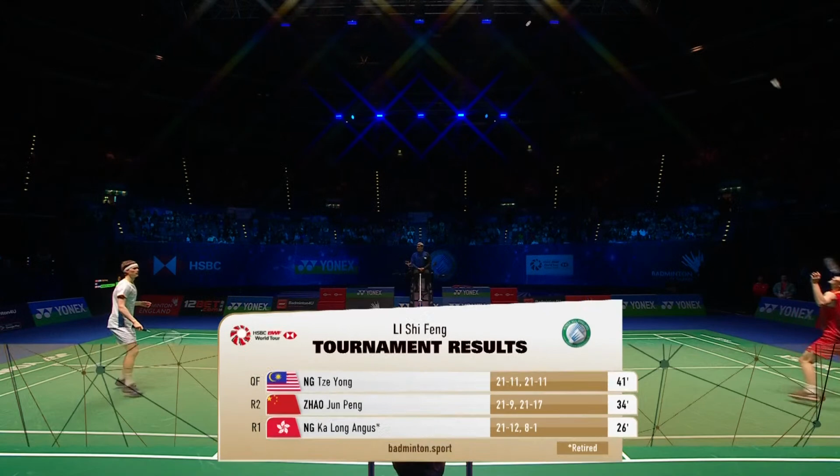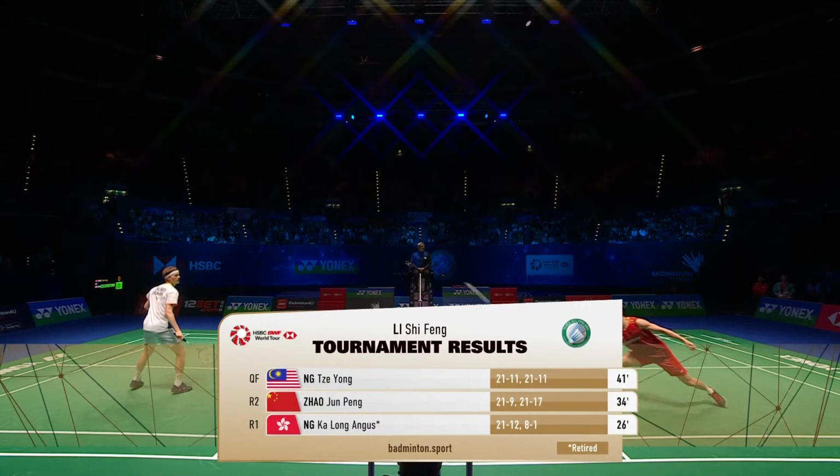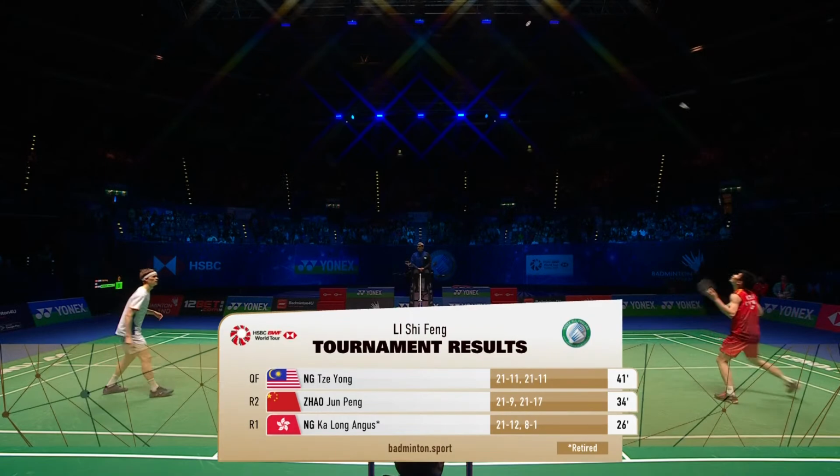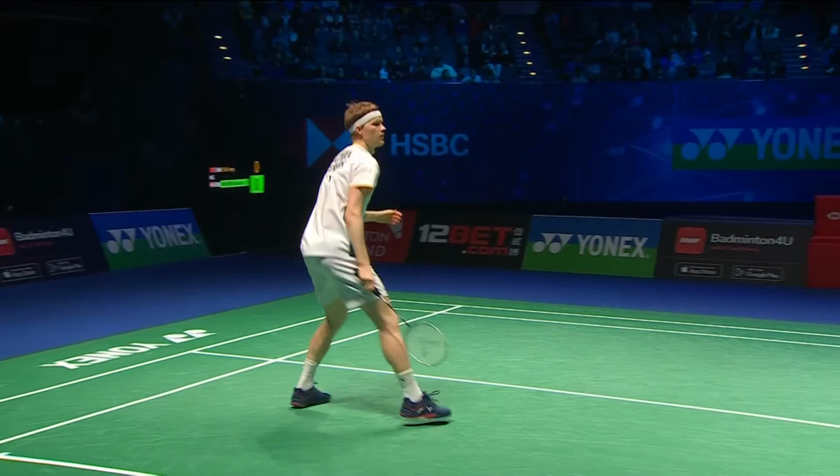And it was a repeat of last week's final in the first round, but he got the better of Ng Ka Long, who had to retire. Quarter-final against Ng Tze Yong, who in the second round had beaten the defending champion, Viktor Axelsen.